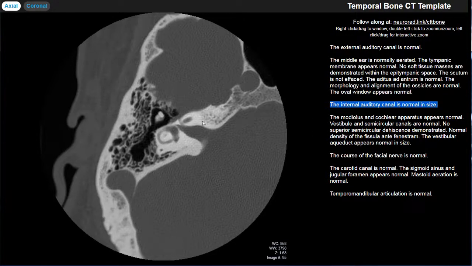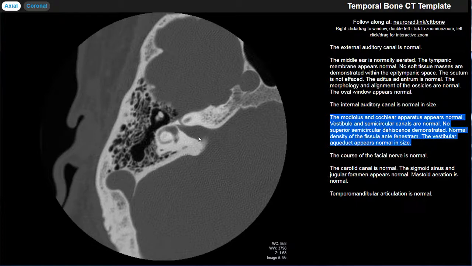Alright, then moving all the way medial, we have the internal auditory canal. Now, I make a comment about how it's normal in size, basically saying that if there was a huge vestibular schwannoma, maybe you would see some scalloping that might lead you to that. It's not a very common observation. Then we'll move on to the inner ear.